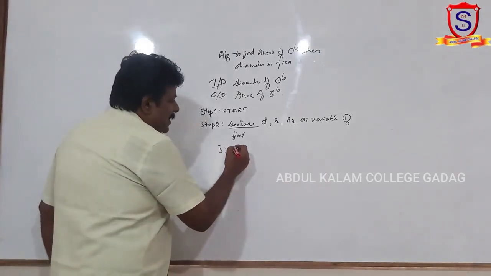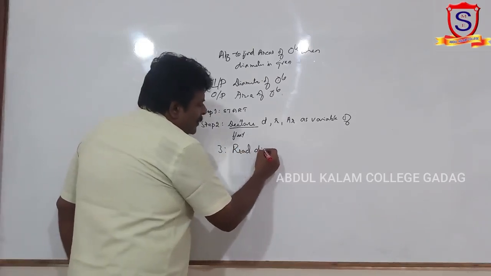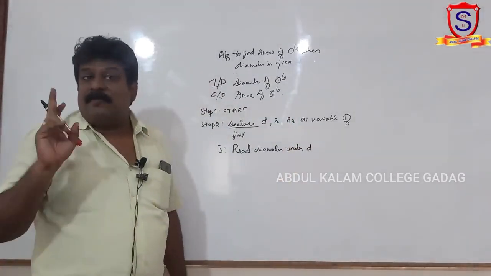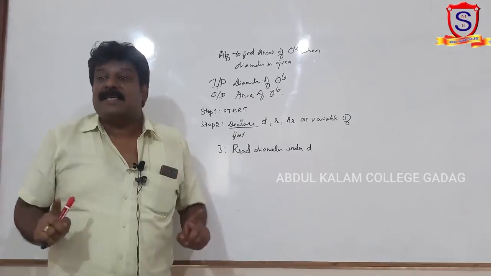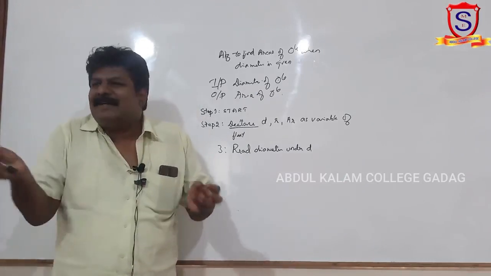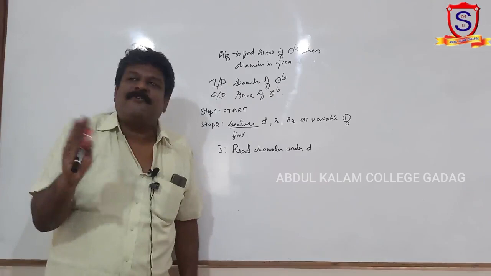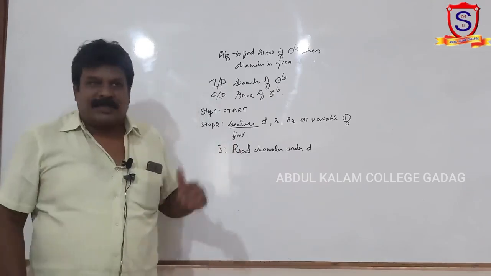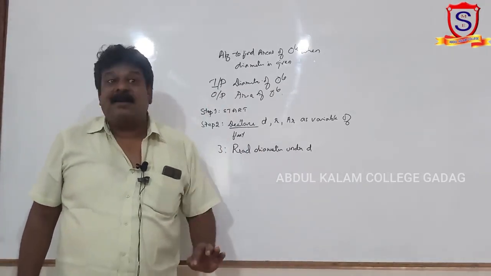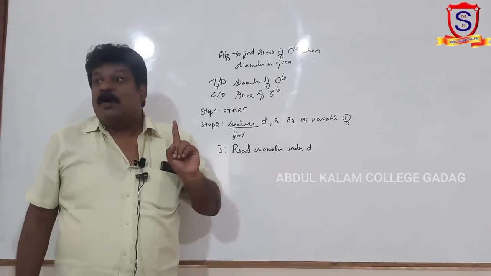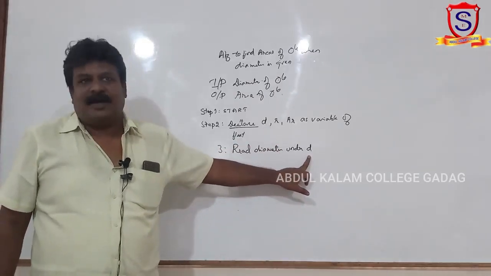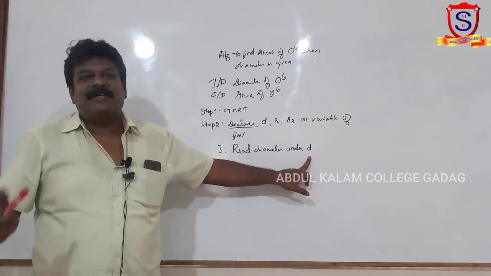In step number 3, I say read diameter under D. You have to be very careful. The variable names are case sensitive with respect to C language. We are learning algorithms with respect to C. That's why little syntaxes will be influencing the algorithm. Understood? So you have to be careful when you are referring to variables, as they are case sensitive. For example, here if you have taken capital letter D, here also you should say capital letter D only. You cannot say small letter. Why? Because it is case sensitive.